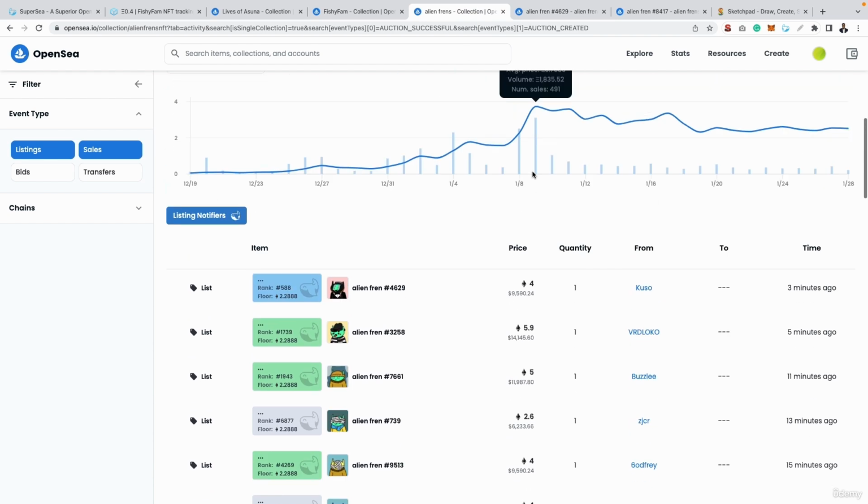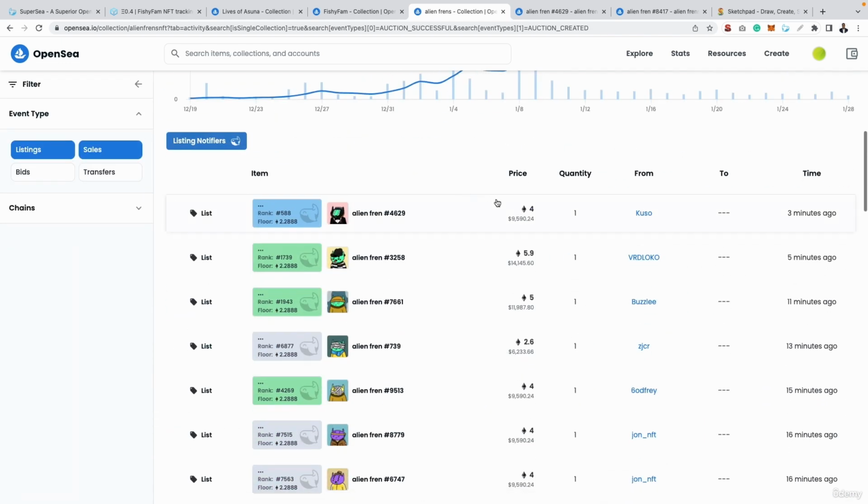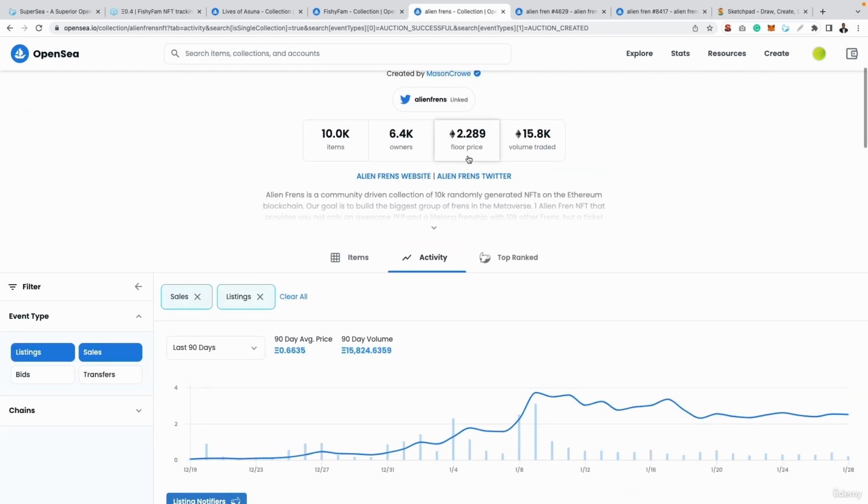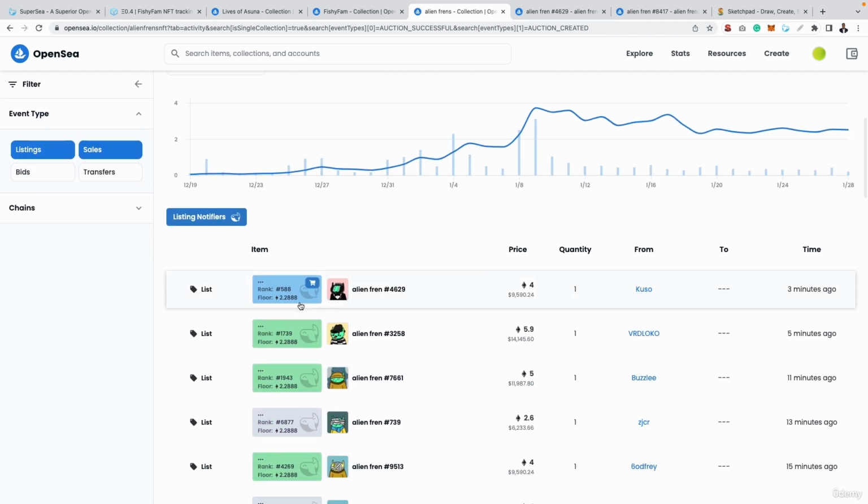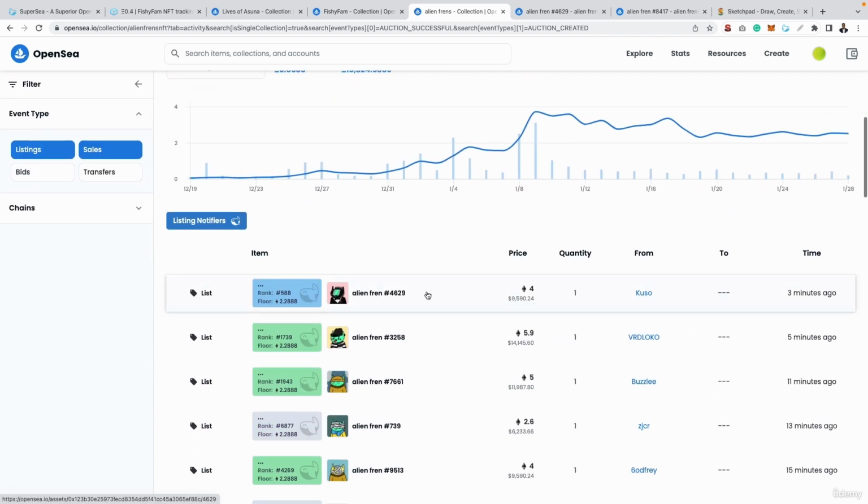So if you saw this come up for a really good price, a lot cheaper than the floor price, it's going to be a good purchase. Remember, the floor price is the cheapest NFT in the whole collection. If you manage to get a rare one at much cheaper than the floor price, then you can go ahead and try and flip that straight away.